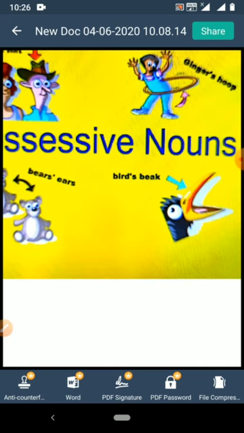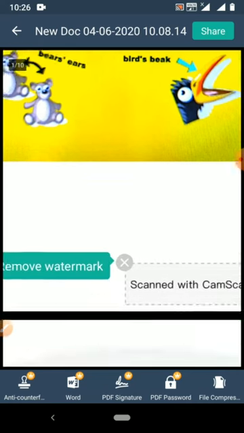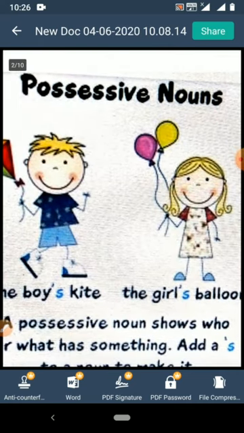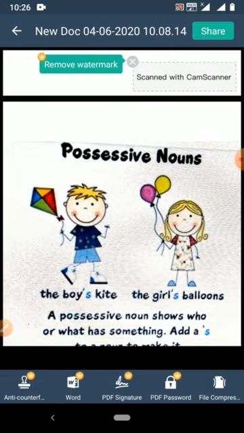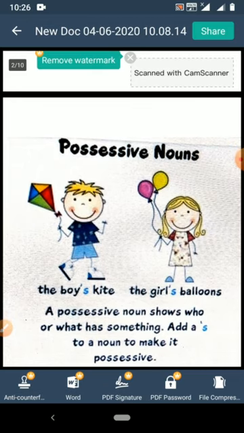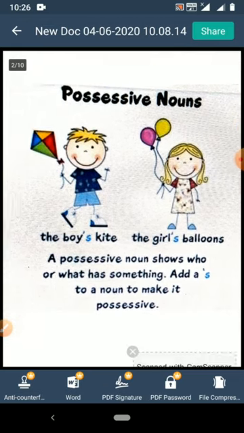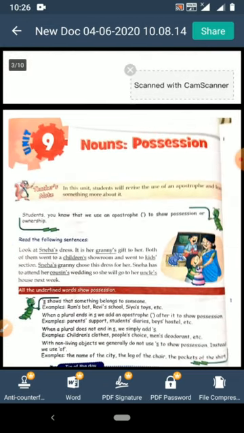Now, the fourth picture shows bird's beak. After D, there's an apostrophe and S. Now, I'll be explaining the possessive nouns in detail. What are possessive nouns? A possessive noun shows who or what has something. Add an apostrophe and S to a noun to make it possessive.